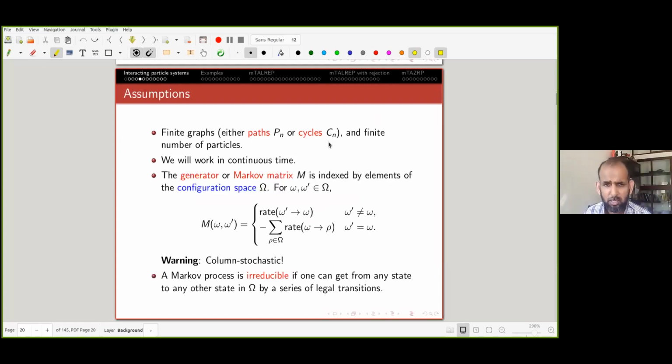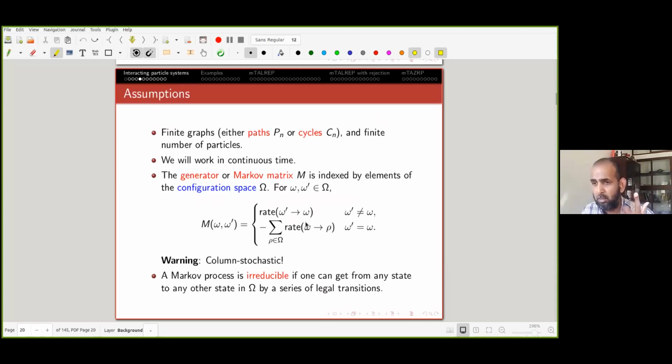And we will only work in continuous time, although I will give some discrete time examples as well. So there is an underlying generator, or what physicists call the Markov matrix. Everything comes out of this matrix. So the matrix is as follows. Its off-diagonal entry, omega omega prime, is the rate from omega prime to omega.